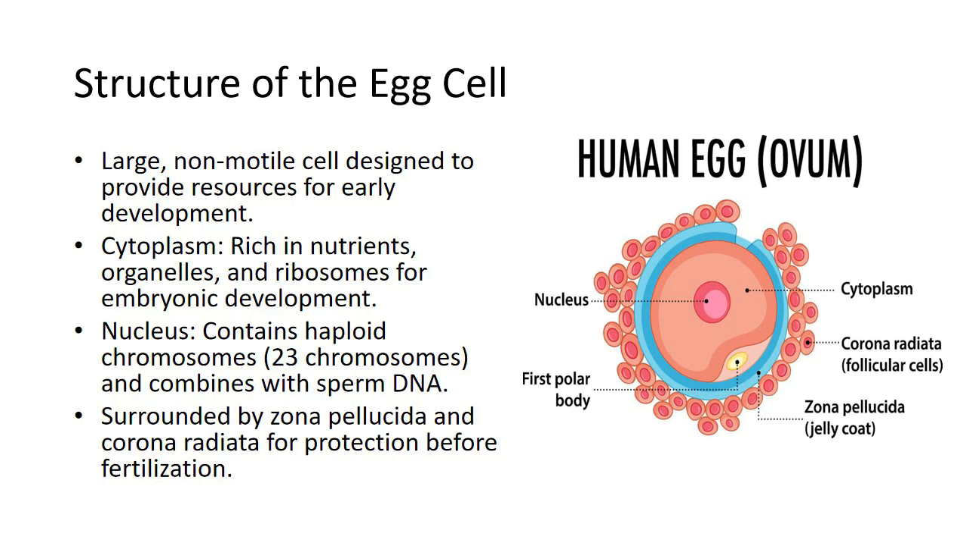Nucleus. The egg's nucleus contains the haploid set of chromosomes, 23 chromosomes from the mother. Zona pellucida. The zona pellucida is a glycoprotein layer surrounding the egg, which plays a crucial role in sperm binding and fertilization. Corona radiata. The outer layer of follicular cells surrounding the egg, providing protection and nourishment before fertilization.